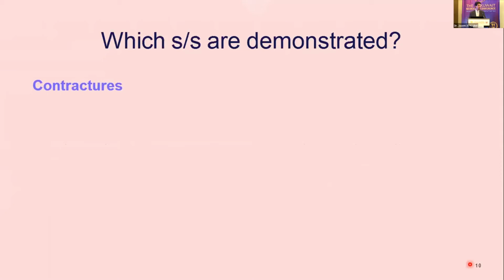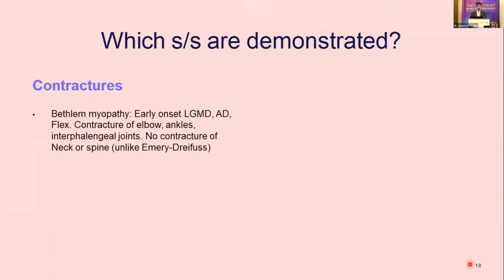The other important features that we look for are contractures. And what we mean are the early contractures, because anybody with weakness for a long time will develop contractures. But if they develop it early, then you think either a Bethlem myopathy or Emery-Dreifuss.